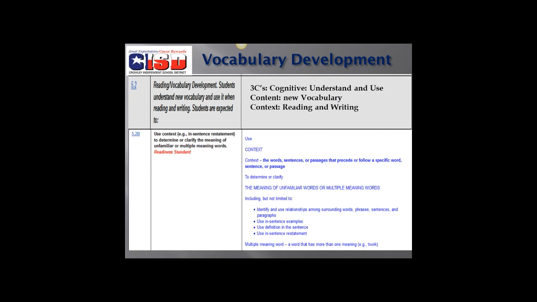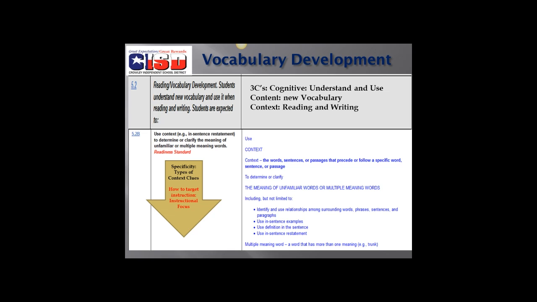Now for the vocabulary development SE 5.2. So whenever we're reading our standards, we read the knowledge and skill statement and the SE together. The knowledge and skills says students understand new vocabulary and use it when reading and writing. So our SE, that's our hotspot, says use context to determine or clarify the meaning of unfamiliar or multiple meaning words. So very clearly we can see that we need students actively reading so they're both understanding and being able to draw from clues of the surrounding text.